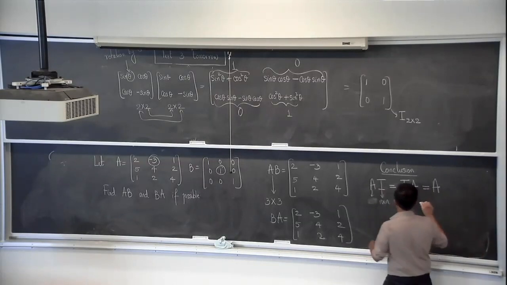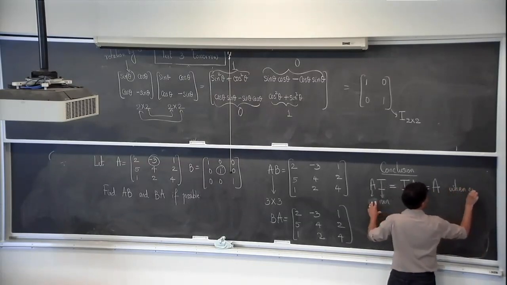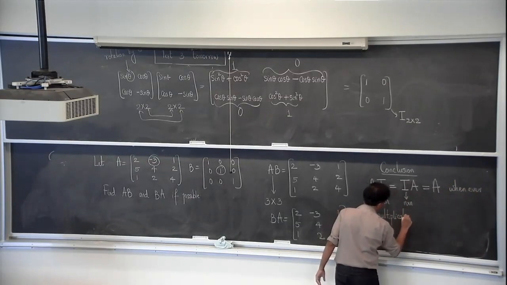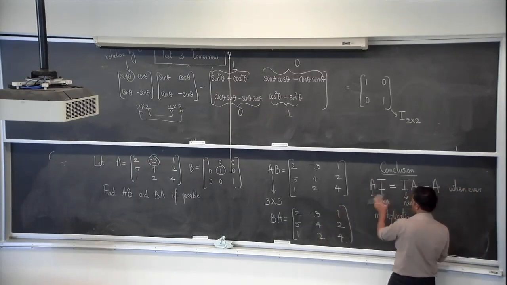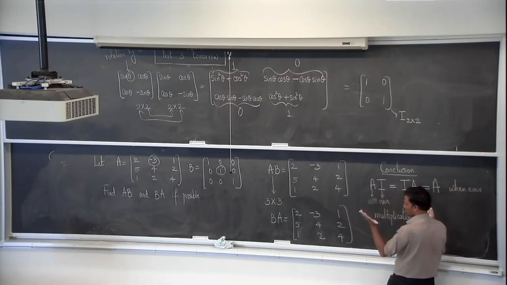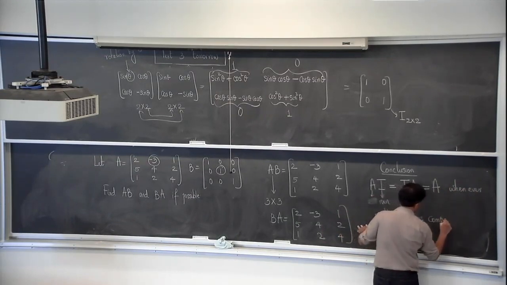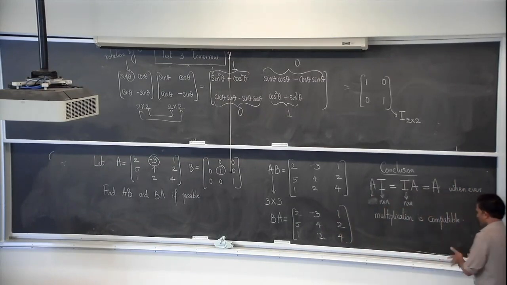So this is equal to A whenever the multiplication is compatible. It goes without saying that if A is a non-square matrix, then one of these may not be possible. That is not our fault. But if they are possible, then it's always equal to the matrix that you multiplied with the identity matrix, and it is commutative in this case.